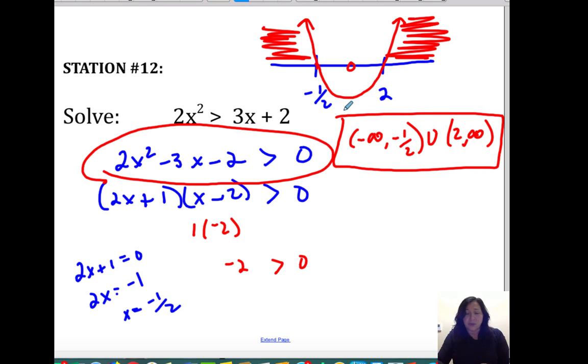That's all it's asking you. It's asking you this question even though it's not actually saying the words. It's saying, where is it greater than 0? So those are the places that it's greater than 0.